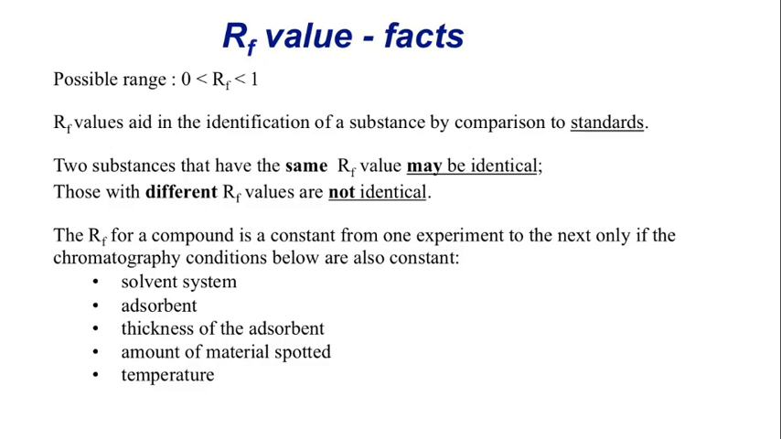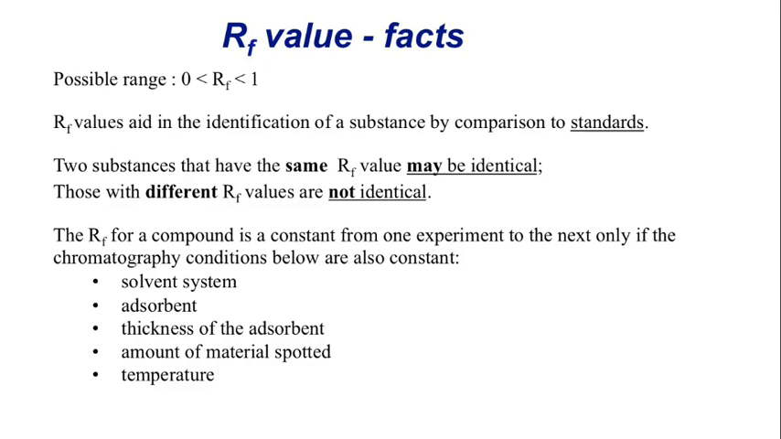So some random facts about RF values. Your possible range is going to be anywhere from 0, where the spot didn't travel at all, to 1, where it traveled as far as it could with the solvent. We can use the RF values to aid in identification of our unknown. We have to compare back to a standard. That said, if you get two spots that have the exact same RF value, they might be identical, but it's not a guarantee. TLC doesn't guarantee things, it only gives you evidence suggesting.